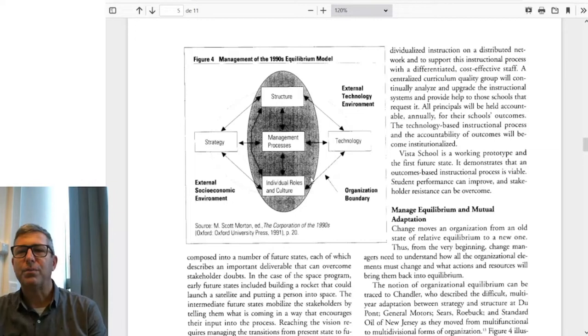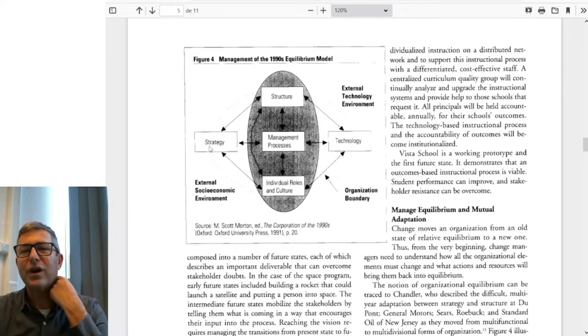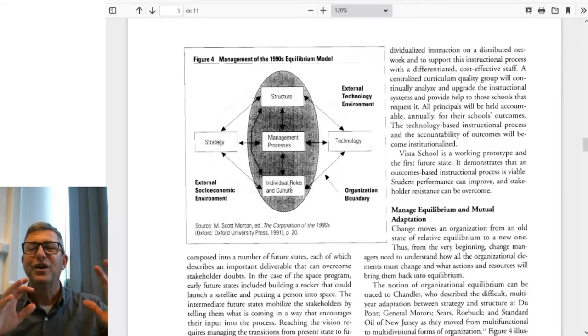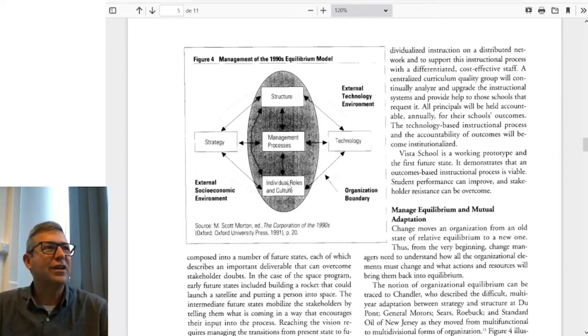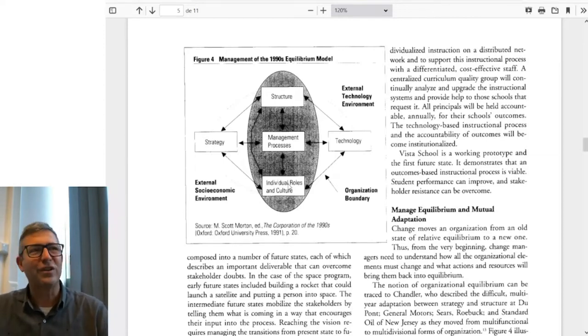Structure, management processes, individual roles, technology, or strategy? Strategy. Why, Olaf? The way they approach things, they should change it. Okay, the strategy, I mean, they're talking here about strategy as the action, not even the planning. So all these boxes, as we're talking about action already, it's executing the strategy, not necessarily planning the strategy.